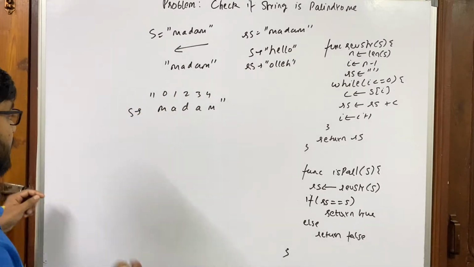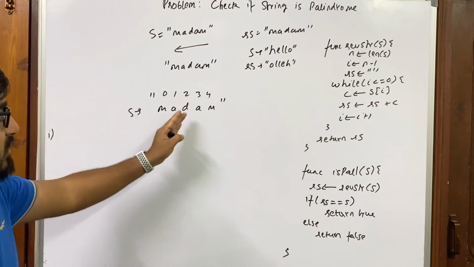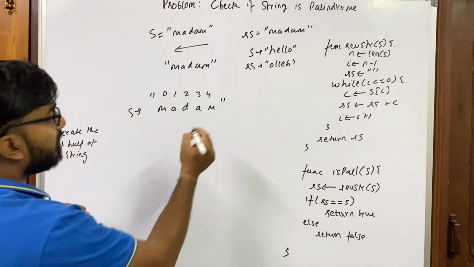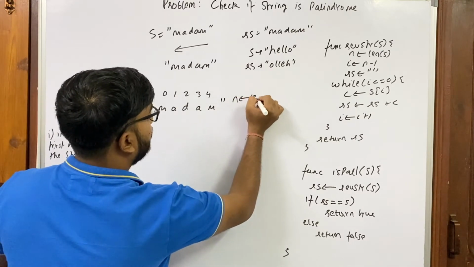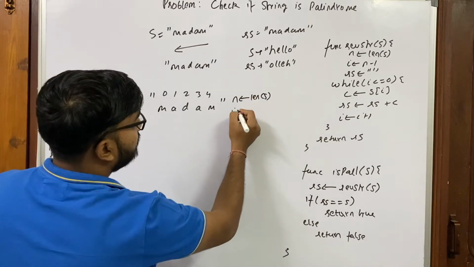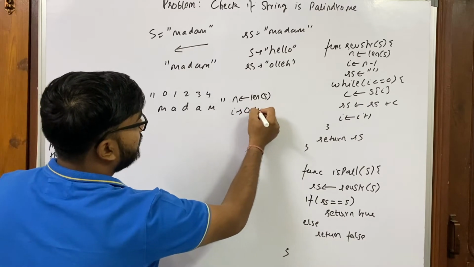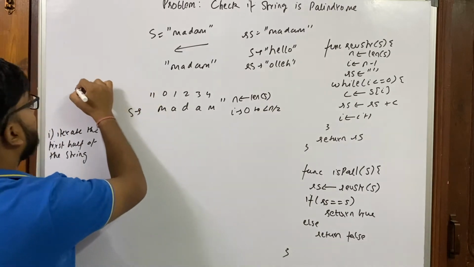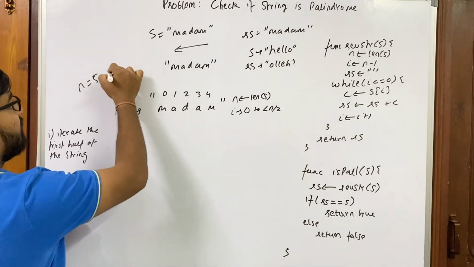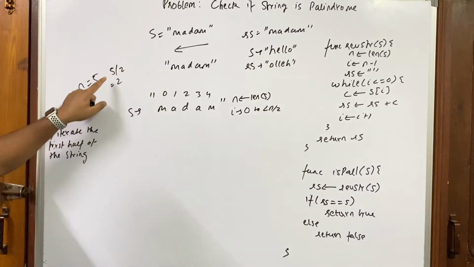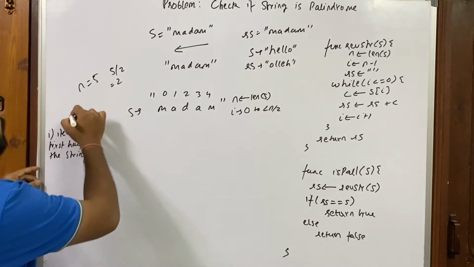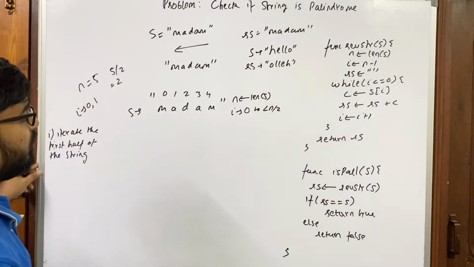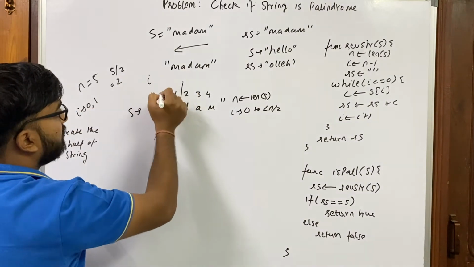The first step I need to take is to iterate the first half of the string. What do I mean by iterating the first half of the string? If n is the length of this string, you iterate values of index i starting from 0 to less than n by 2. In this case, n is 5, so integer division of 5 by 2 is going to give you 2. So i takes values 0 till less than 2, so i takes 0 and 1.